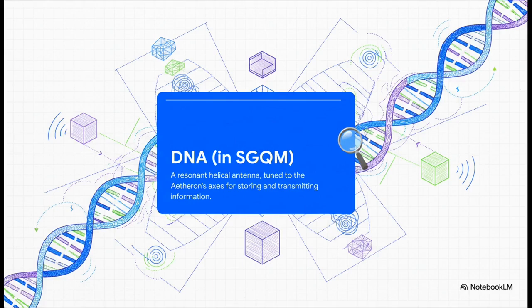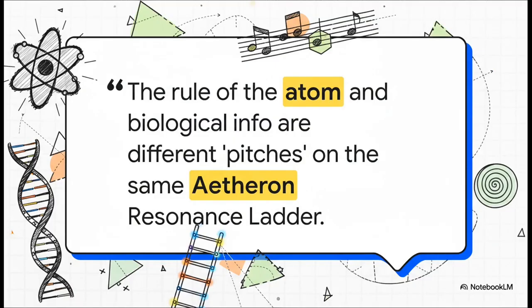SGQM proposes that the DNA double helix, well, it isn't just some random complex chemical molecule. It's a macroscopic antenna. Its specific helical shape is no accident. It's a structure that is precisely tuned to resonate with the core rotational axes of the Aetheron. This makes it the perfect shape for stably storing and transmitting information across time. This quote just nails it. It reframes physics and biology not as totally separate fields, but as different expressions, different musical notes, you could say, all being played on the exact same fundamental instrument.